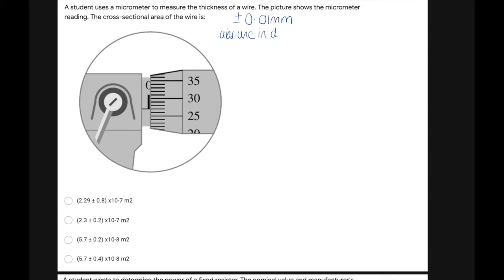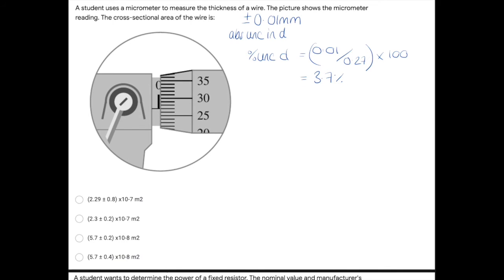So if we start by working out the percentage uncertainty in our diameter, we take our absolute, which is our 0.01 millimeters, and we divide it by our actual. If you look at our micrometer here, we can see that there is a reading of 0.27 millimeters. So our percentage uncertainty is 0.01 divided by 0.27 multiplied by 100, and that gives us a percentage uncertainty of 3.7% in diameter.